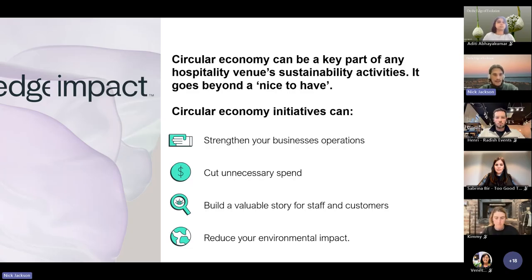Now, circular economy can be great for businesses as well, and it goes beyond sustainability and acts as a powerful force to strengthen your business operations. It can help cut unnecessary spend, especially on procurement and waste. It can also help you build a valuable story for your staff and customers, and it can also help reduce your environmental impact. And we'll go into these today.